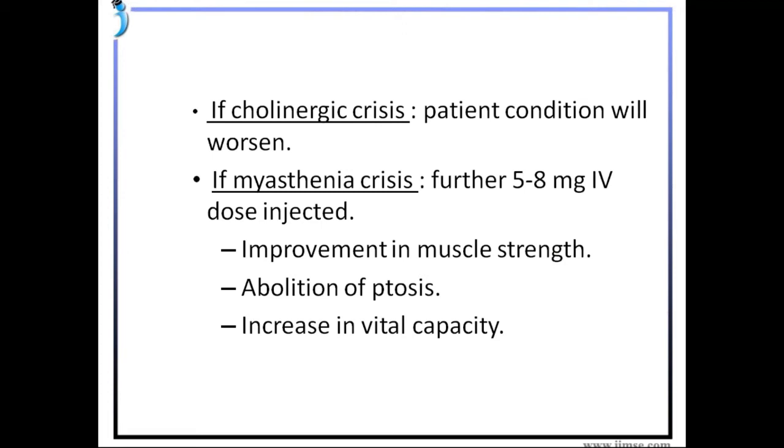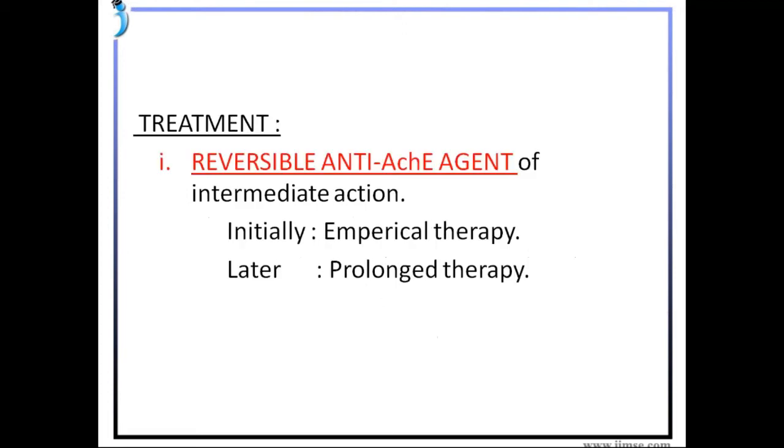Okay, now let us go to the management. This is our pharmacotherapy of myasthenia gravis. The first group of drugs we use is the reversible anticholinesterase agents. Under parasympathetic drugs, there are two types, directly acting and indirectly acting. Directly acting drugs usually mimic acetylcholine, whereas indirectly acting drugs bind to the enzyme and thereby have an acetylcholine-like action. Under indirectly acting, there are two types, reversible and irreversible.